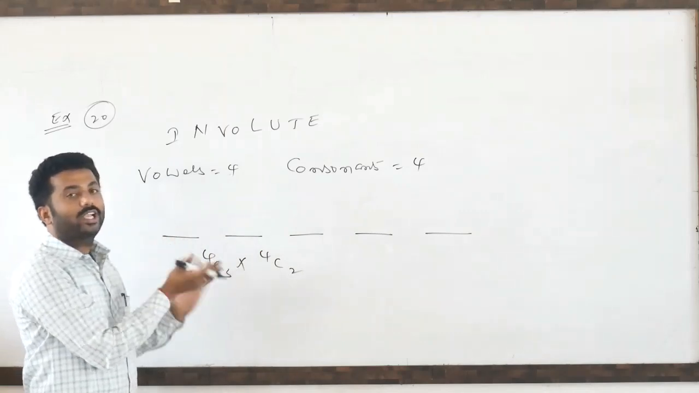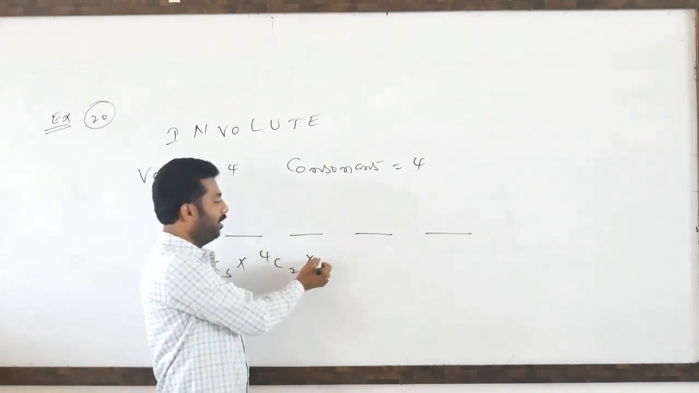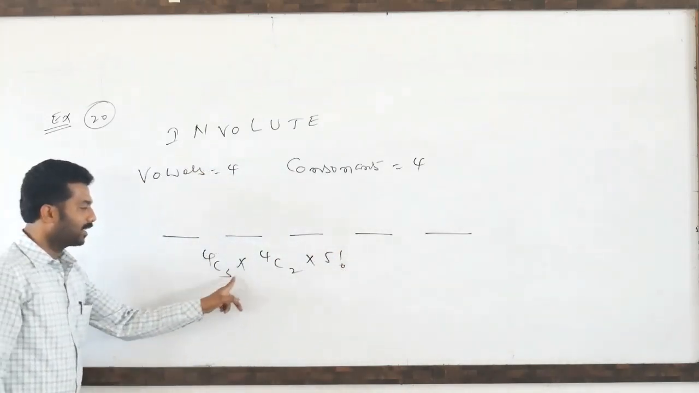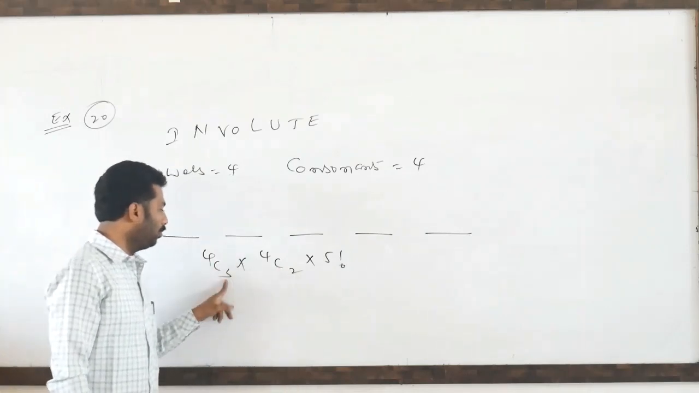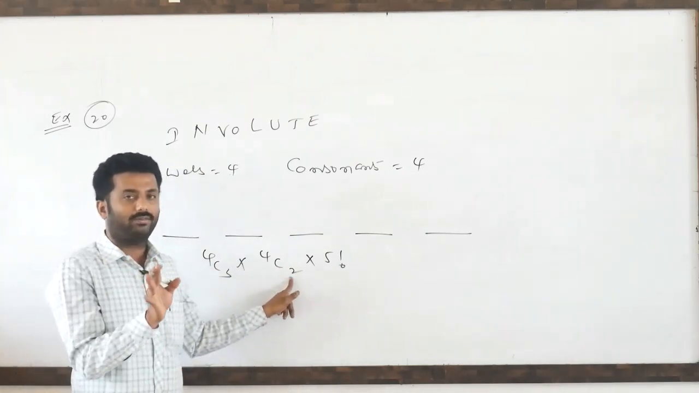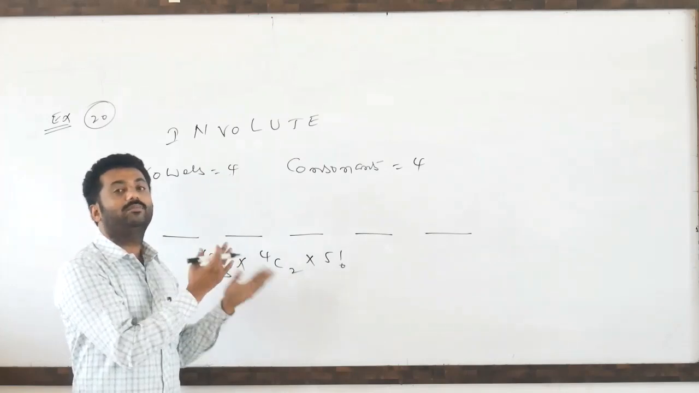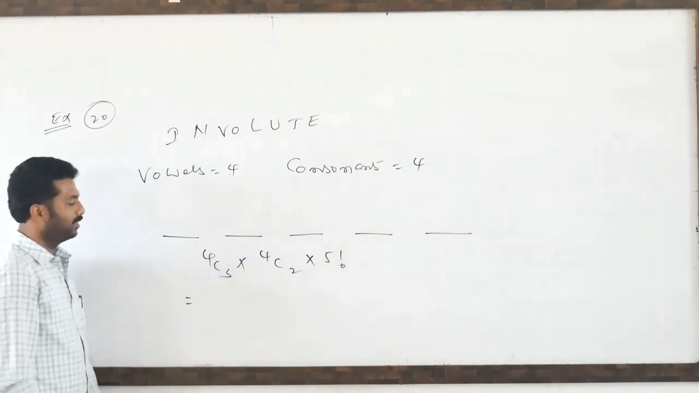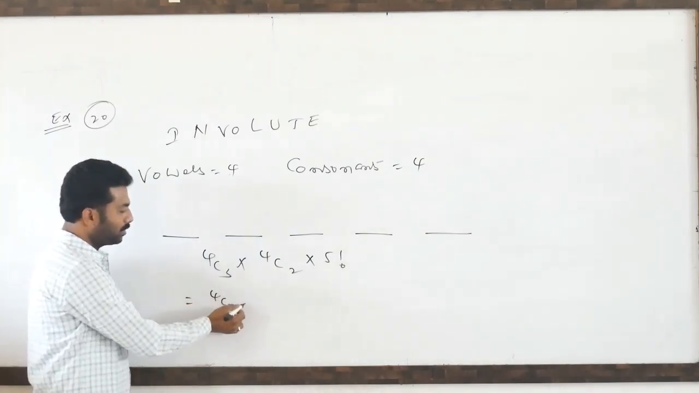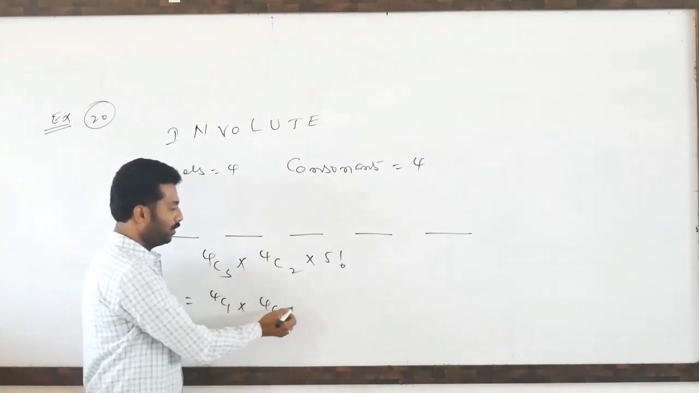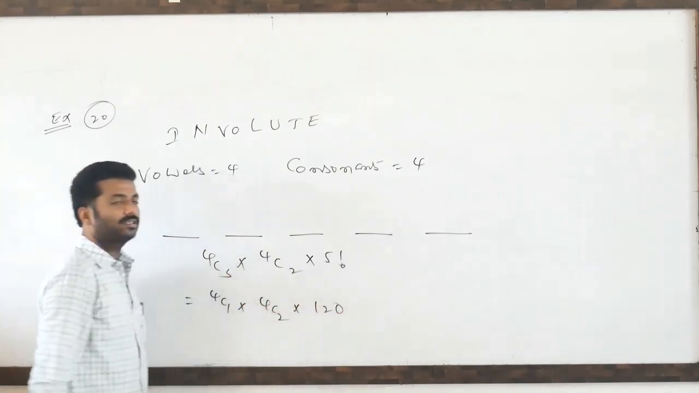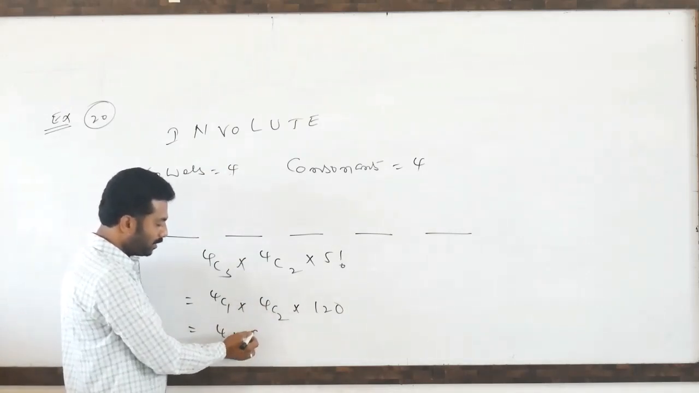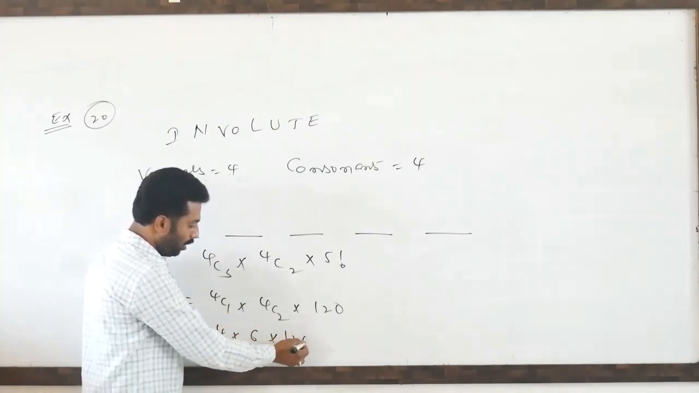Among them, how many ways can we interchange? Interchanging means 5 letters are there, so that is 5 factorial. After selecting 3 vowels and 2 consonants, we have 5 letters. How many ways can we arrange them? 5 factorial ways. This is the required number of ways. 4C3 is nothing but 4C1, which is 4. 4C2 is 6. 5 factorial means 120.